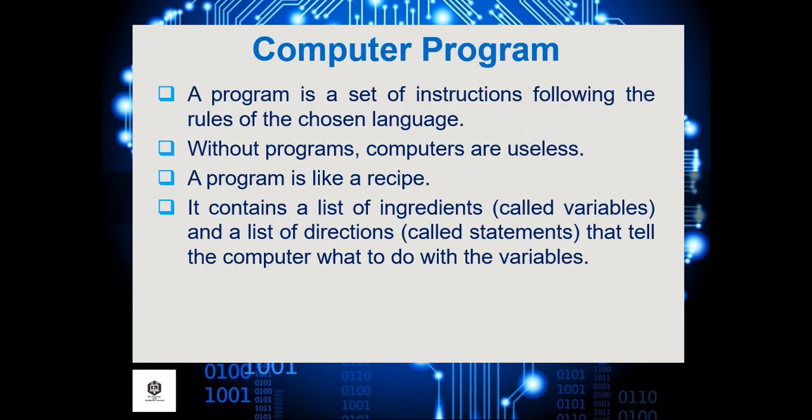A computer program is a set of instructions following the rules of the chosen language. Without programs, computers are useless. A program is also like a recipe. It contains a list of ingredients called variables and a list of directions called statements that tell the computer what to do with the variables.